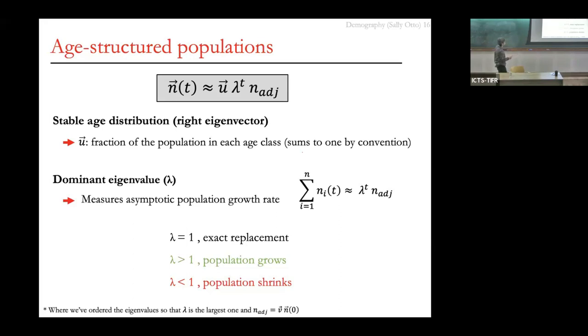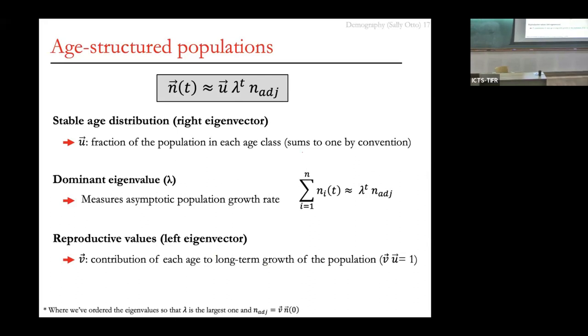The dominant eigenvalue measures the asymptotic population growth rate, by which I mean the population growth rate once it settles down to that direction. And if I take this equation and sum those over all of the ages, i equals 1 to the number of age classes, and U is chosen to sum to one, then I get that the total population size will grow according to lambda to the t. So it's telling us whether the total population is going to grow or shrink over time. If lambda is one, we get exact replacement. Lambda greater than one, it grows. Lambda less than one, it shrinks.